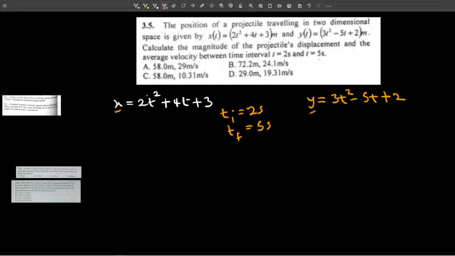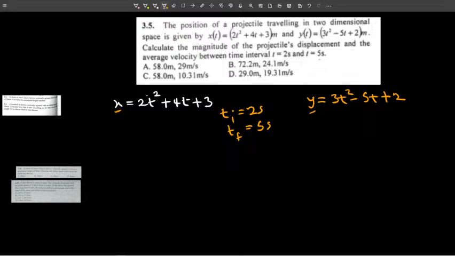Okay, let's solve the question. All right. Some people have solved it already. All right, so we're given x and y, so we can find the displacement on the x and the displacement on the y. I was waiting for a response, but I think no one responded. So let's continue.